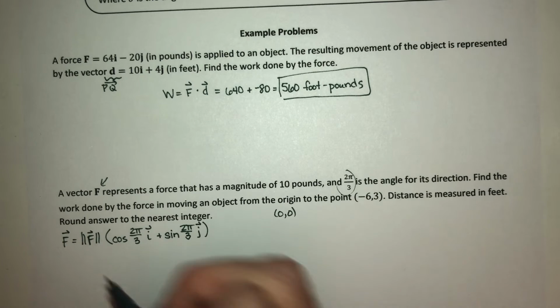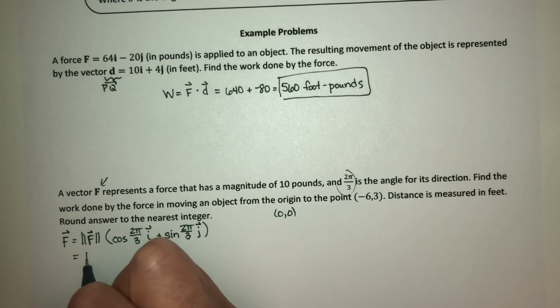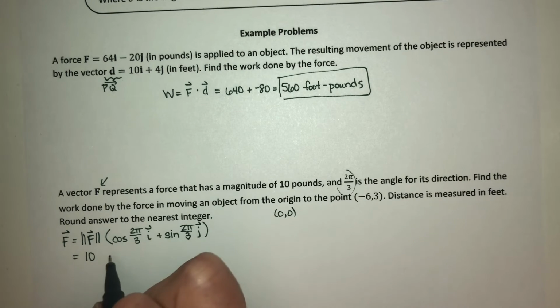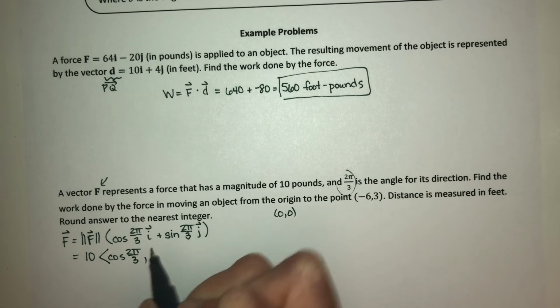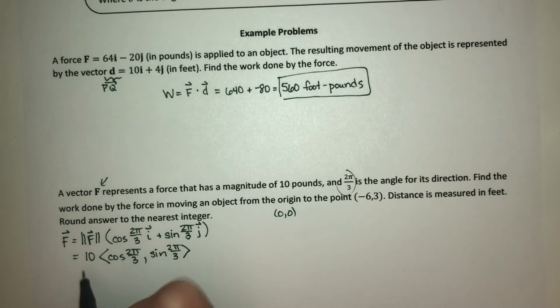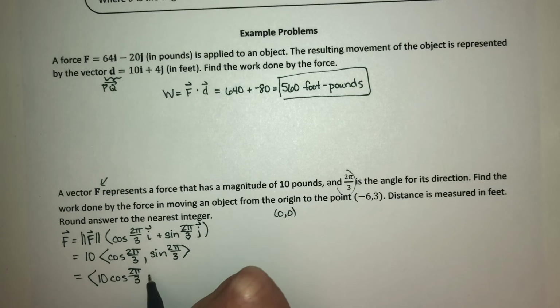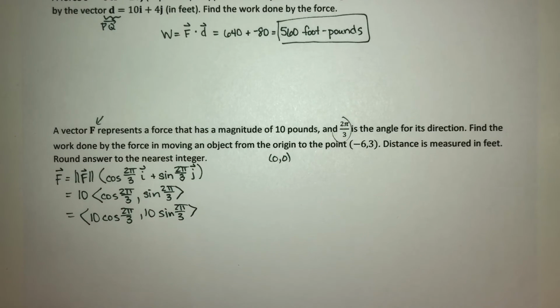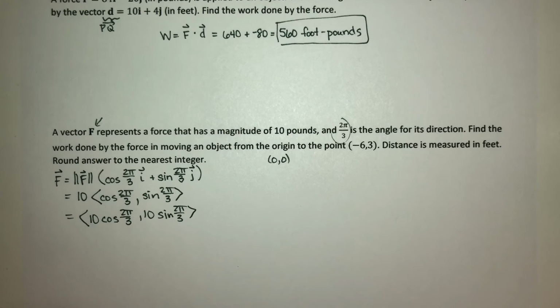Okay? So this is equal to 10 times, I'm going to go ahead and write this as a position vector. This will be cosine of 2 pi over 3, sine of 2 pi over 3, which is 10 times cosine 2 pi over 3, 10 sine 2 pi over 3. Yes, we know these exactly, but you're not going to know them on all of them, so I'm leaving it like this just so you can get a feel of what it's going to look like when you don't know those specific values.